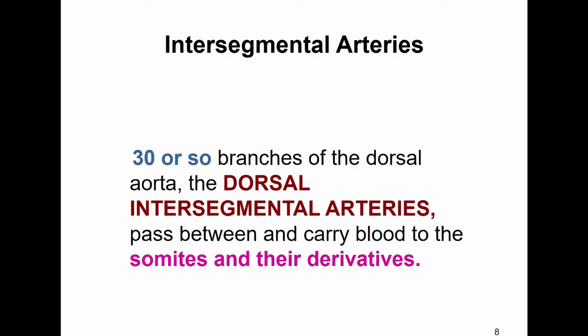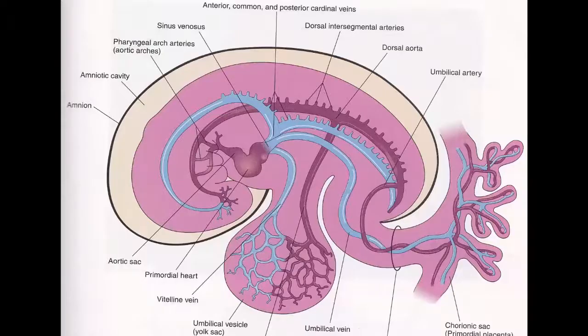So the derivatives of the somites get their blood supply from the dorsal intersegmental arteries, which arise from the dorsal aorta. I will show you a figure. So this is the dorsal aorta, and these are all small arteries. Look here, 1, 2, 3, 4, and so many. So 30 or more dorsal intersegmental arteries.